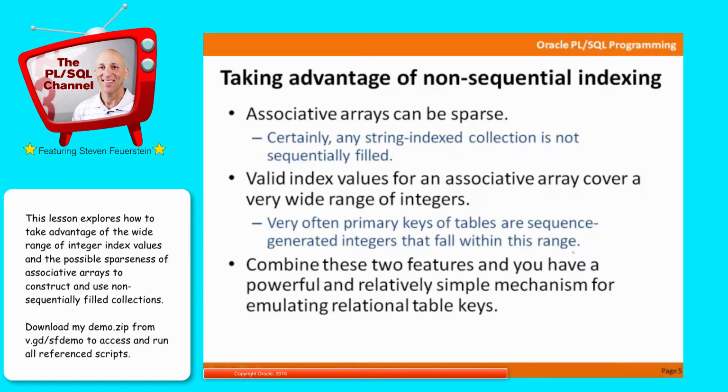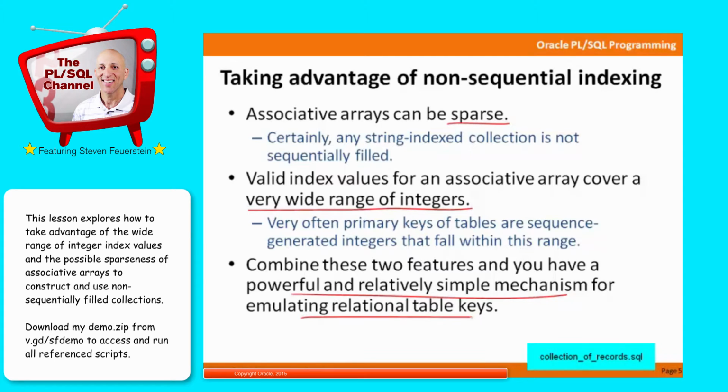So, combining these features, the fact that associative arrays can be sparse, and that you have a very wide range of integer values to use for your collection, you have a relatively powerful, meaning fast, and simple mechanism for emulating relational table keys, and that's what I want to focus on for the rest of this lesson. But first of all, let's take a look at the process of populating a collection of records sequentially, just to reinforce how that works.